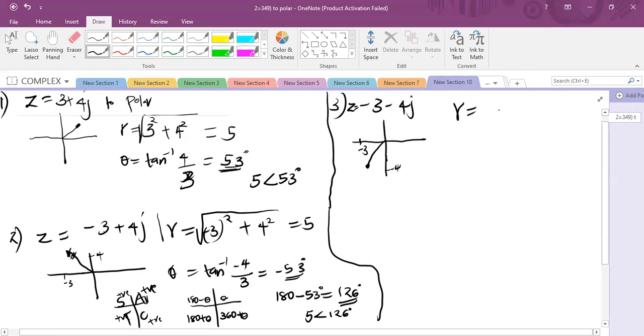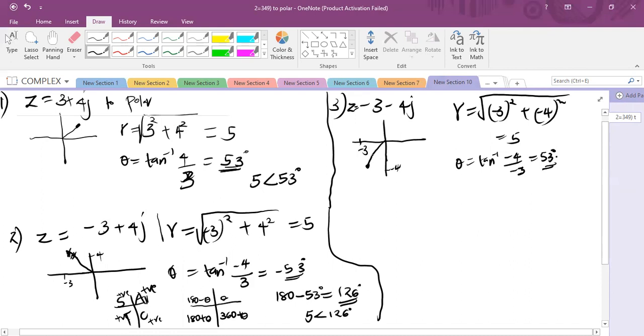What's the value of our r? R is the square root of -3 squared plus -4 squared. Okay, this will give us 5. And theta is equal to tan inverse of y over x. So that is -4 over -3. And this will give us 53 degrees.